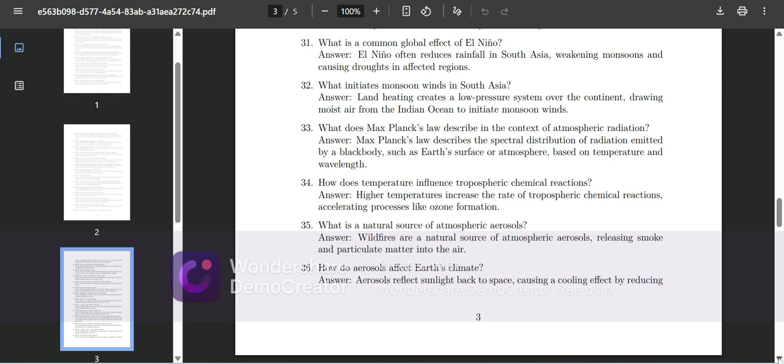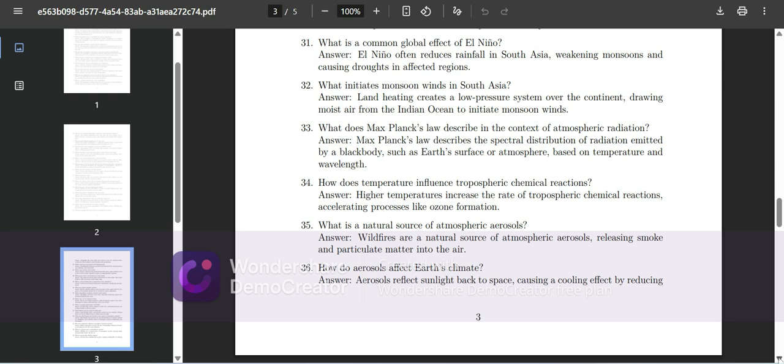What initiates monsoon winds in South Asia? Land heating creates a low pressure system over the continent, drawing moist air from the Indian Ocean to initiate monsoon winds. What does Max Planck's law describe in the context of atmospheric radiation?